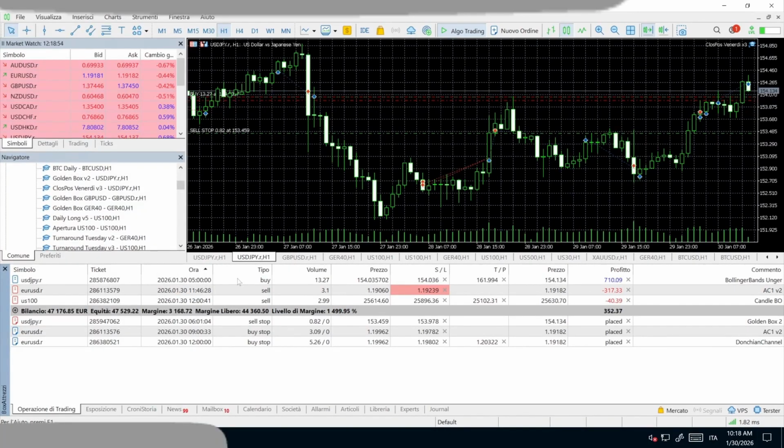Why did this difference occur between the two accounts? Basically, the demo feed and the real feed, that is, the data, the candlesticks you see on the screen, are practically identical, but not exactly the same.